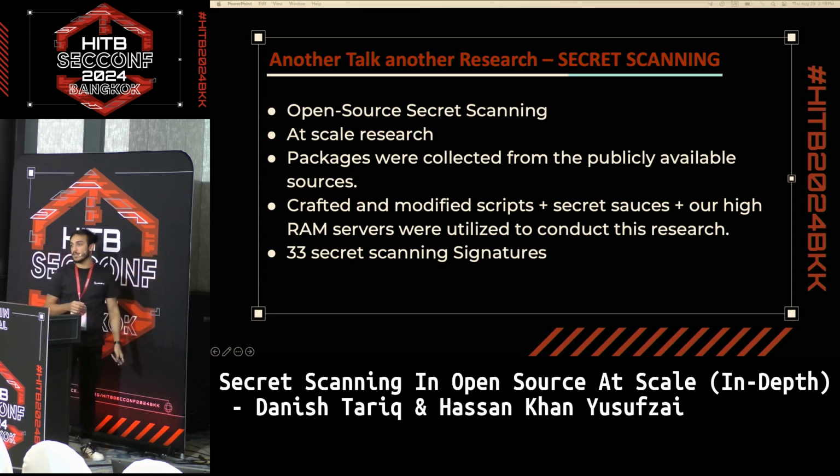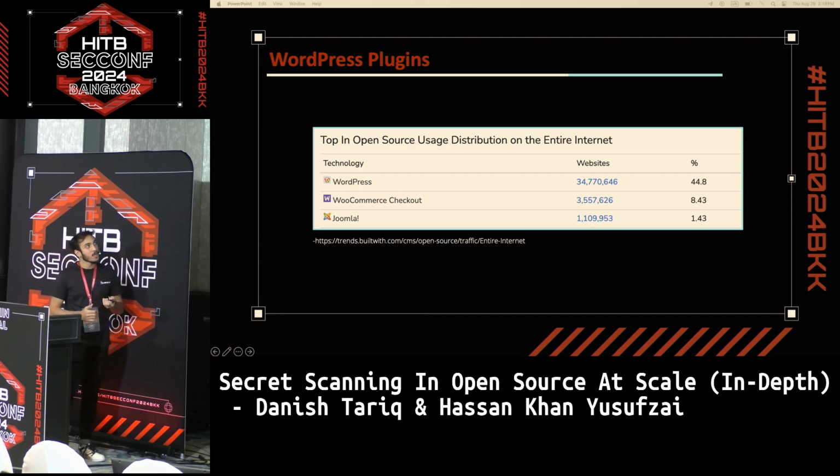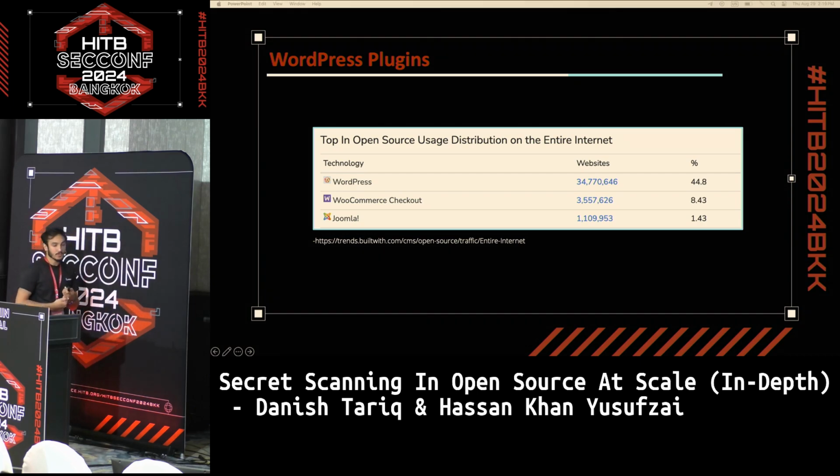We used 33 signatures. These signatures are, you can say, regexes. They are able to capture tokens in your code base. For example, a Telegram token, AWS token, Google token, something like this, right? So yeah, let's jump into the results of this research, in the WordPress plugins first.